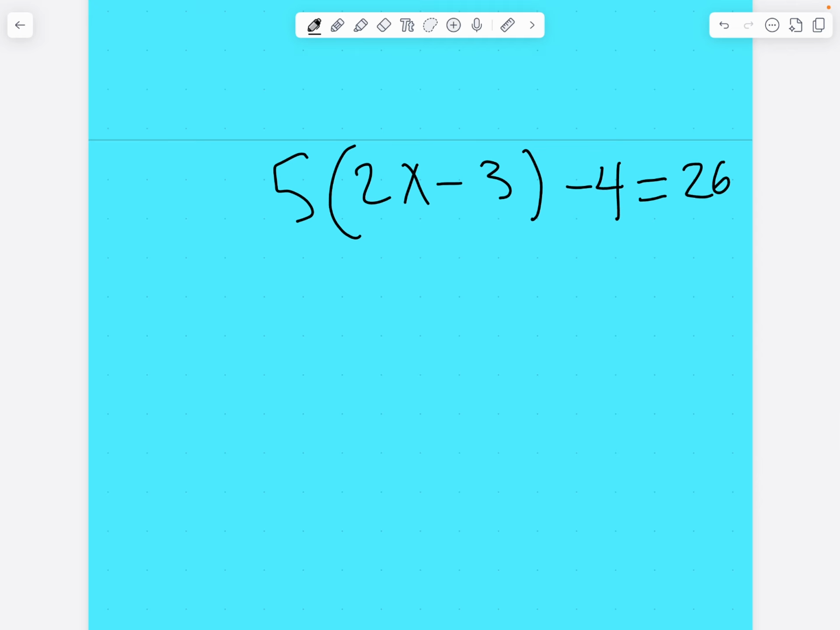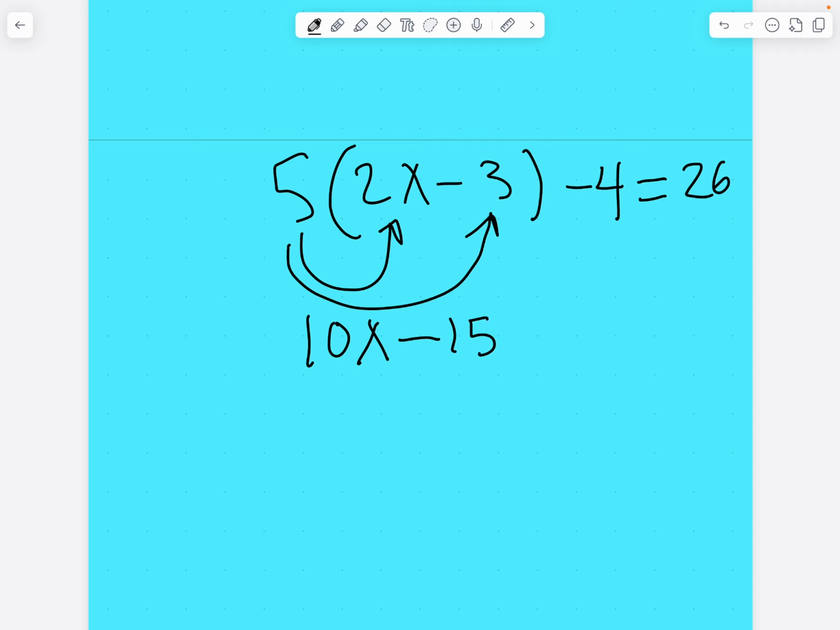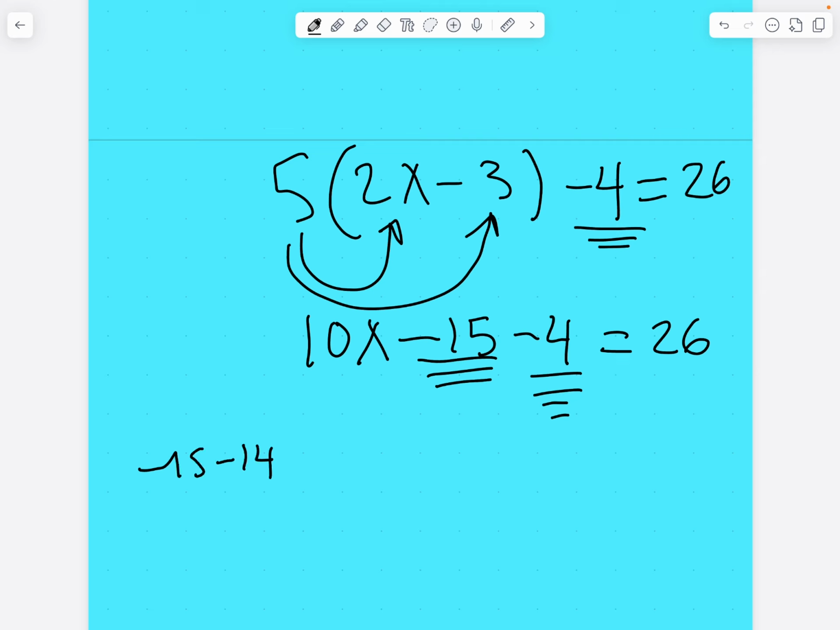This one's a little bit of a doozy, so bear with me here. What's 5 times 2? 10x. Minus 15. Okay, I distributed everything. I don't need to distribute this because it's not in the parenthesis. So I'm going to say minus 4 equals 26. Now, before proceeding, I say to myself, I got some like terms going on here. Negative 15 minus 4 is a fancy way of saying 15 plus 4, but with a minus sign. So it's negative 19. So I have 10x minus 19 equals 26.